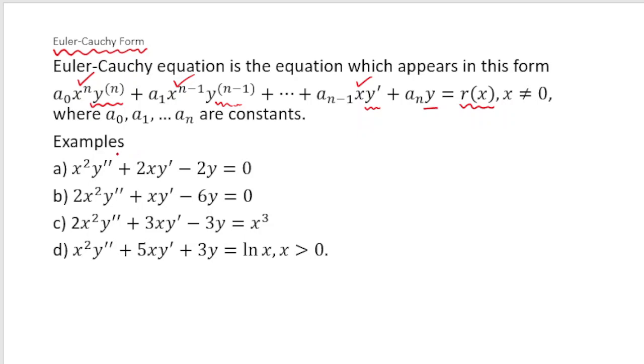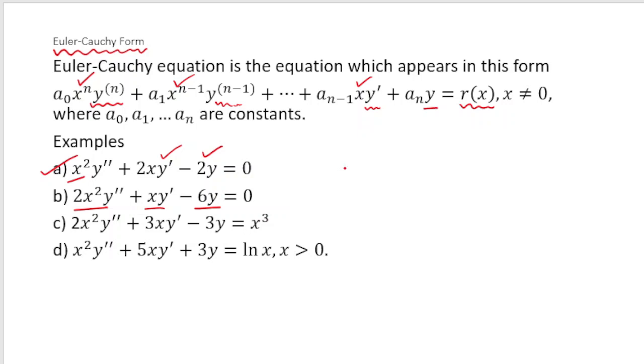Now if you look at the examples here, this is in Euler-Cauchy form because y double dash is multiplied by x square, meaning the second order derivative of y is multiplied by the second power of x. The first order derivative of y is multiplied by the first power of x, and y, meaning no derivative of y, is multiplied by no power of x, meaning x to the power 0. So that is just the constant term. Similarly, you can see that this linear differential equation is also in Euler-Cauchy form. So all these are examples of differential equations in Euler-Cauchy form.